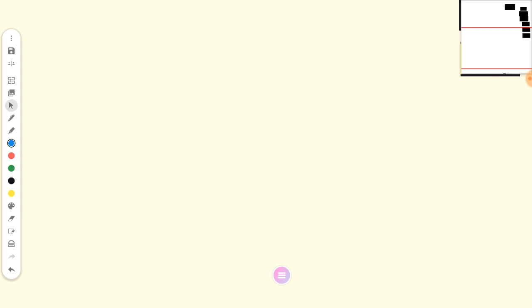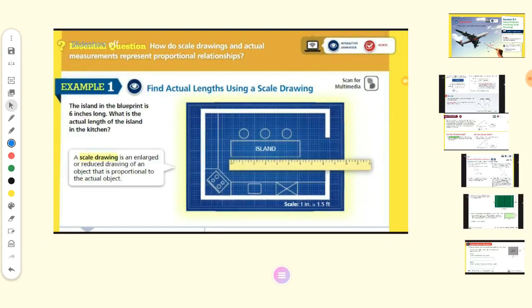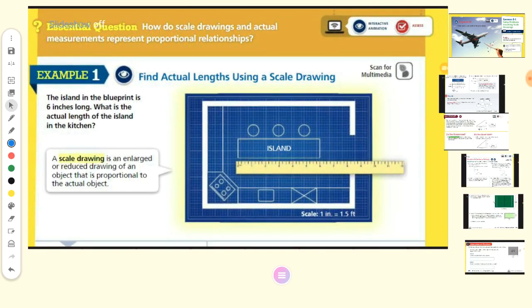In the first example, the island in the blueprint here. Architects and engineers use blueprint paper to draw their buildings and decorations, something like this on paper. But it's not real lengths. It's drawing, we call it drawing lengths. But we must have the scale. As you see here, I have a scale for the map, this small drawing. Its scale is 1 inch in drawing equals 1.5 feet in actual life.